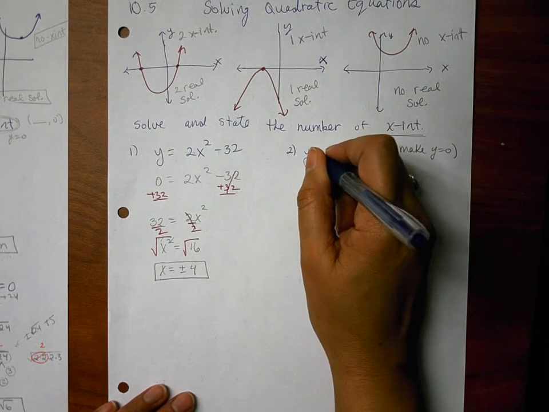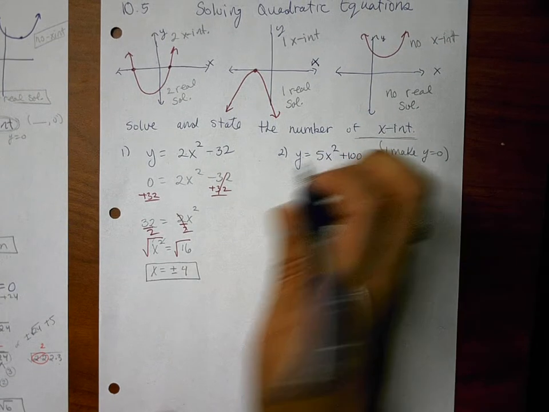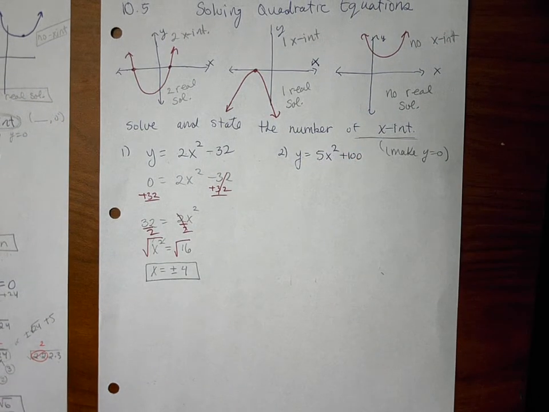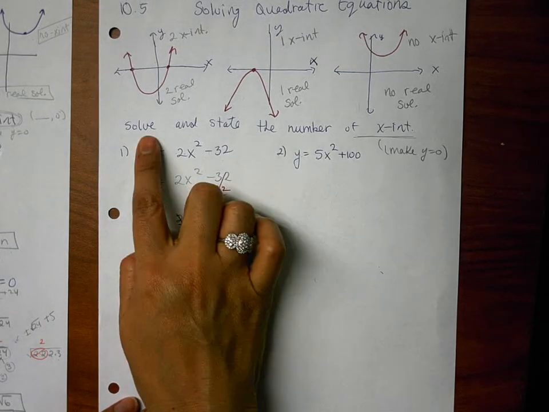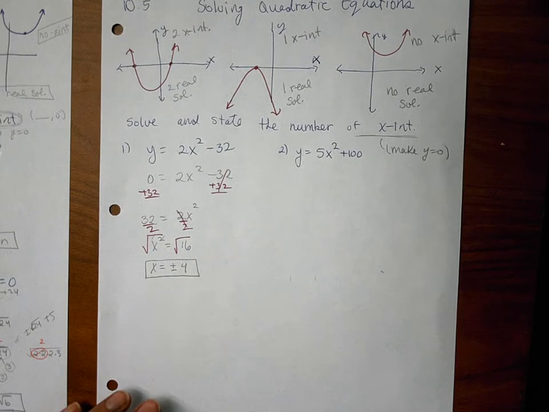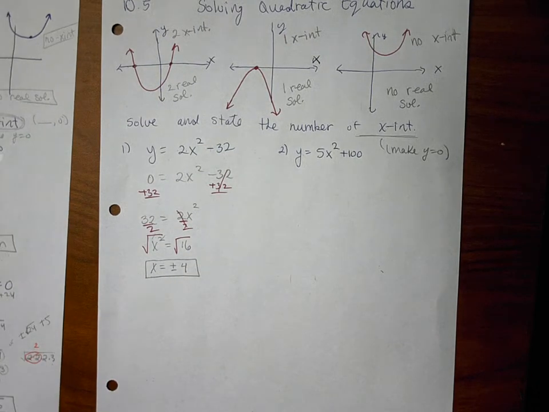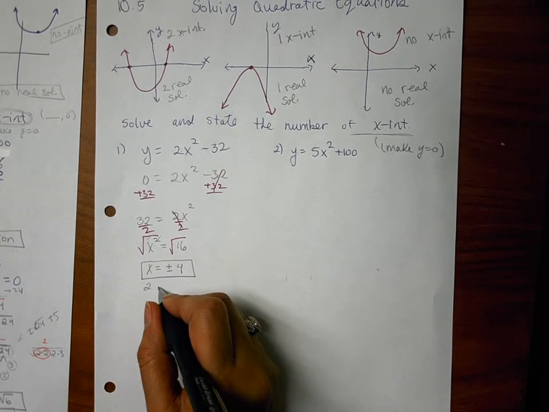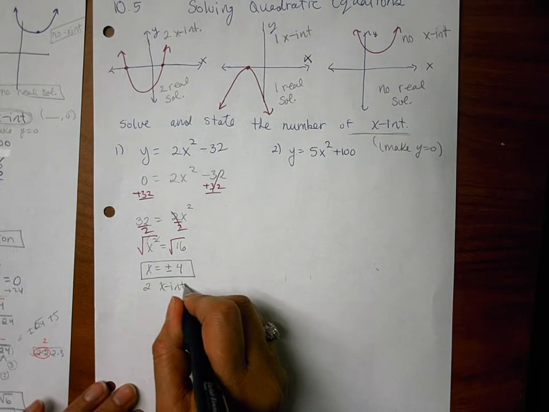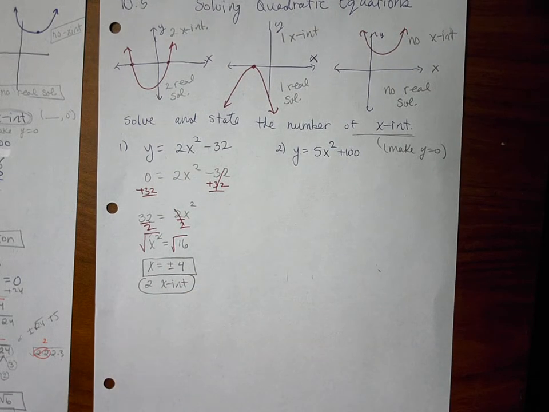Okay, number 2, y equals 5x squared plus 100. Okay, coming back to number 1, I forgot to state the number. Solve, which we did, and state the number of x-intercepts. Okay, how many x-intercepts did I end up with? 2. So there's 2 questions here. X equals plus or minus 4, that's 2 x-intercepts. It looks like 1, but there's really 2, positive 4 and negative 4.